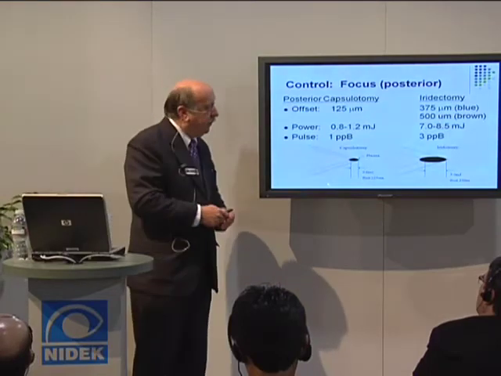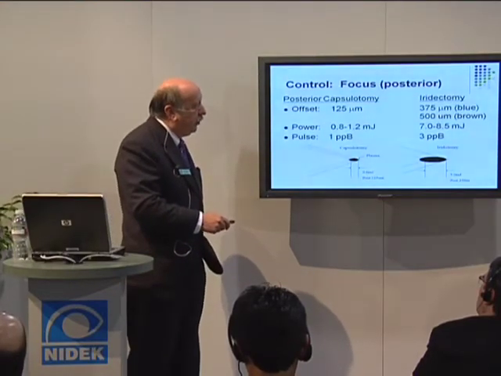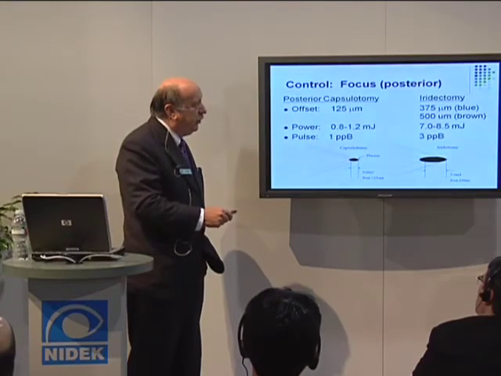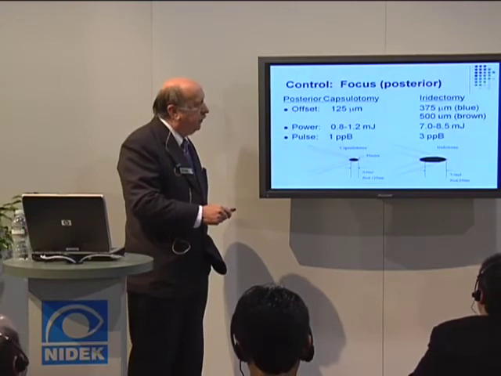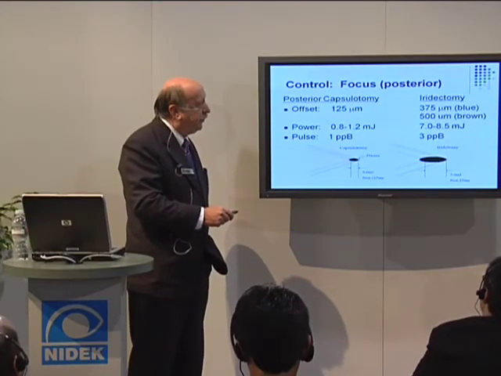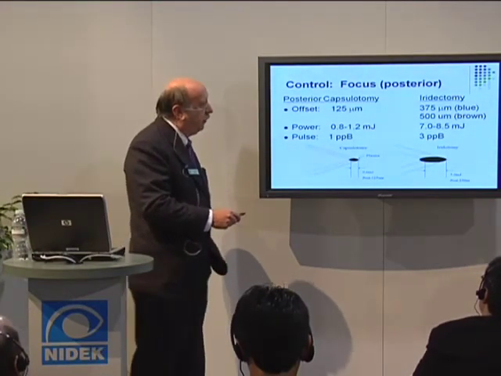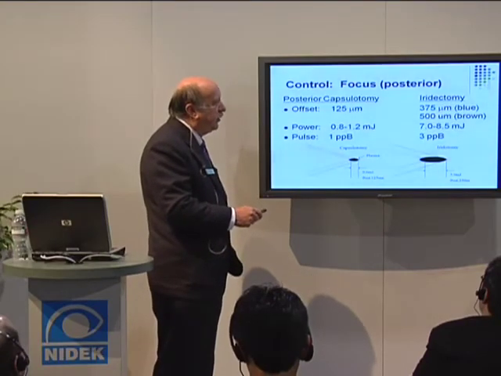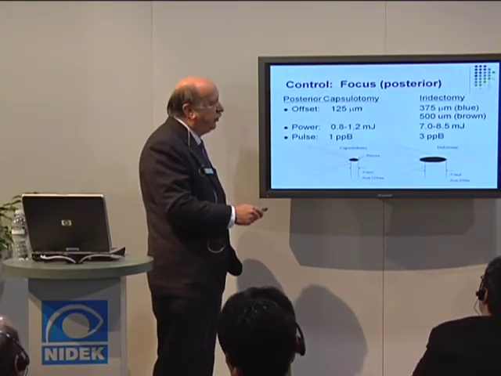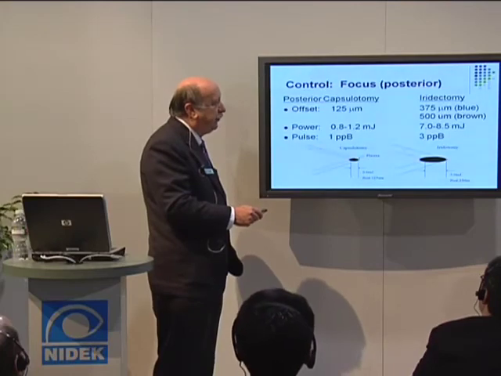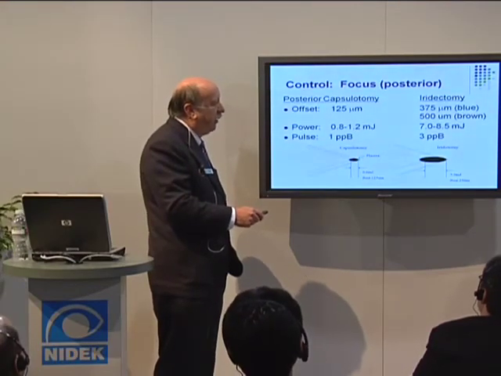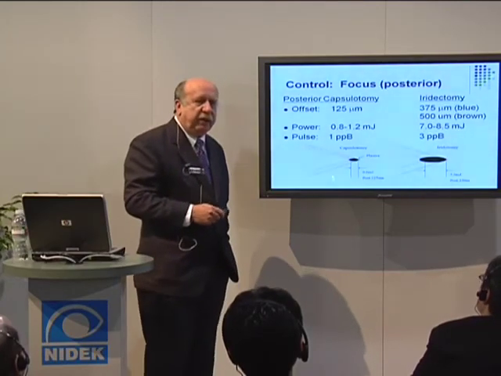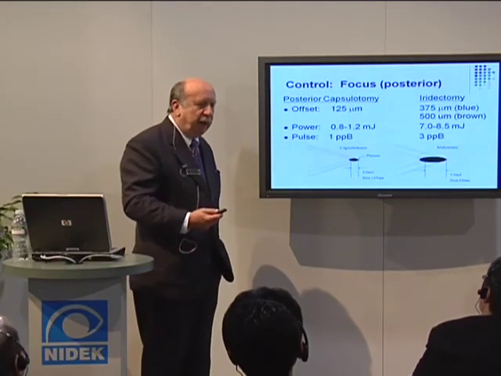So you can see what happens here when we're doing iridotomies. We know that we use higher power. And this is actually millijoules rather than millimeters. So 375 millijoules for blue and about 500 millijoules for brown. Because the brown iris is 3 times thicker, you need more power.